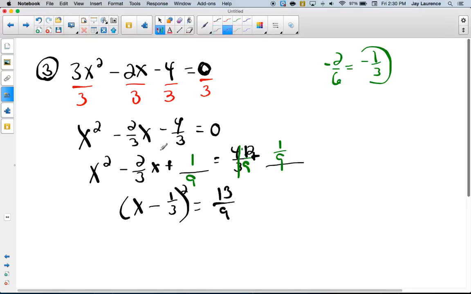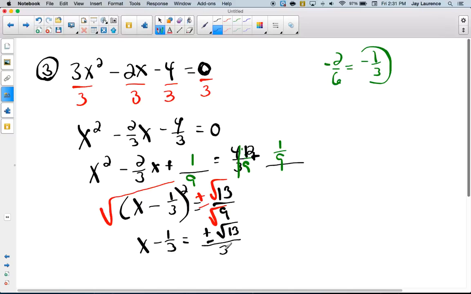Okay, moving right along. And we'll take the square root of both sides, and we'll do plus or minus. And so now I have x minus 1/3 equals plus or minus the rad of 13 over 3. I guess I shouldn't have written it quite like that. Let me see if I can do that. Yeah, I like that better. Plus or minus rad 13 over 3.